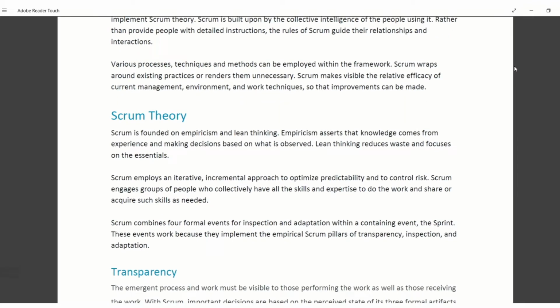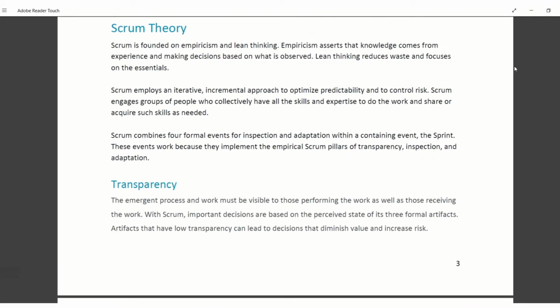Scrum theory. Scrum is founded on empiricism and lean thinking. Empiricism asserts that knowledge comes from experience and making decisions based on what is observed. Lean thinking reduces waste and focuses on the essentials. Scrum employs an iterative, incremental approach to optimize predictability and to control risk.